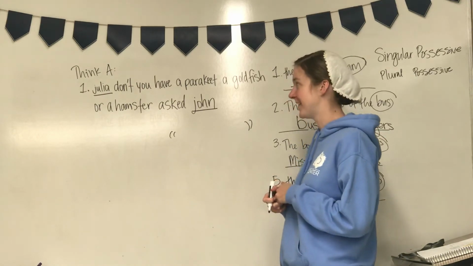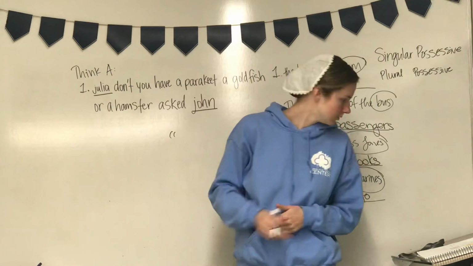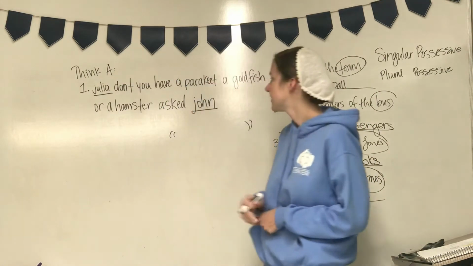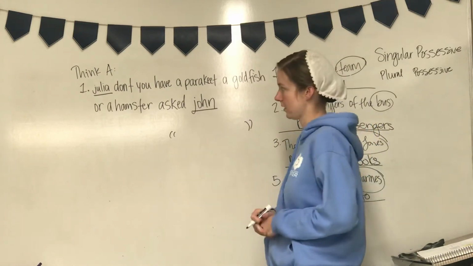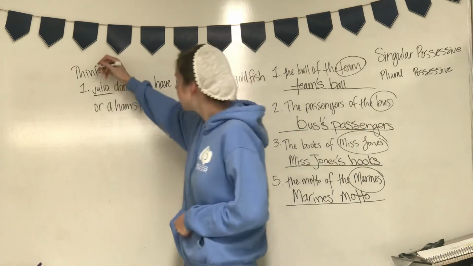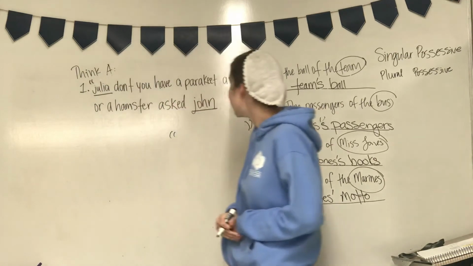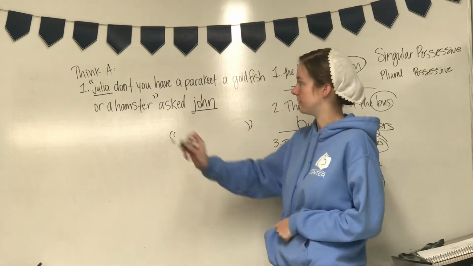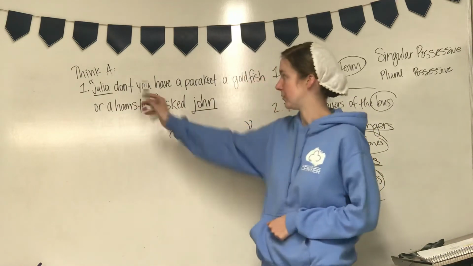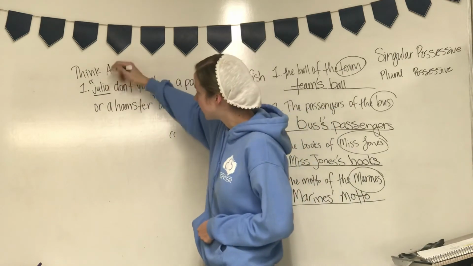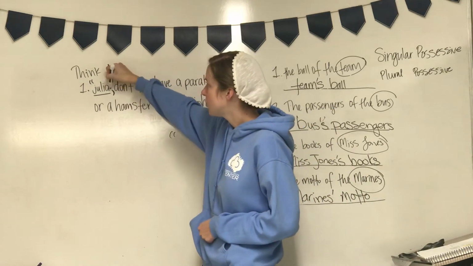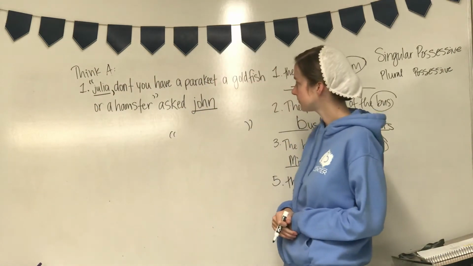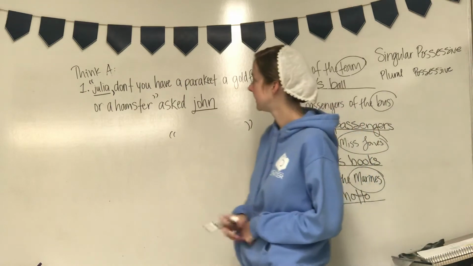Now let's go through and start right here. Is someone talking? John's talking. Where did he start talking? He started talking at Julia and ended at hamster. Okay? Now let's go through. Julia, don't you, stop right there. You need a comma right here because it separates the person he's talking to. This is a name. Okay? Julia, don't you have a parakeet? All right?